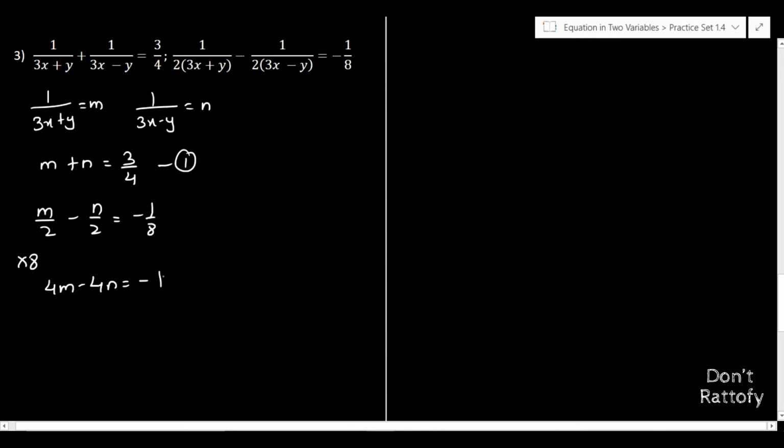What did I get? 4. 8 upon 2 is what? 4. 2 4s are 8. That's why 4m minus 4n is equal to minus 1. This is my second equation. Okay. Now you can see I have m plus n and 4m minus 4n. So what I'm going to do is multiply equation 1 by 4. So I'll get 4m plus 4n is equal to 3 upon 4, right? So the 4 will be gone from there also.